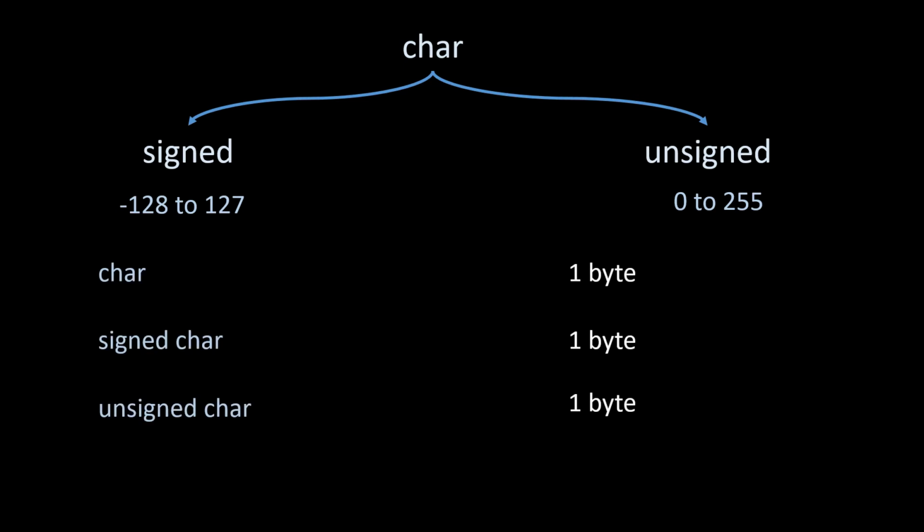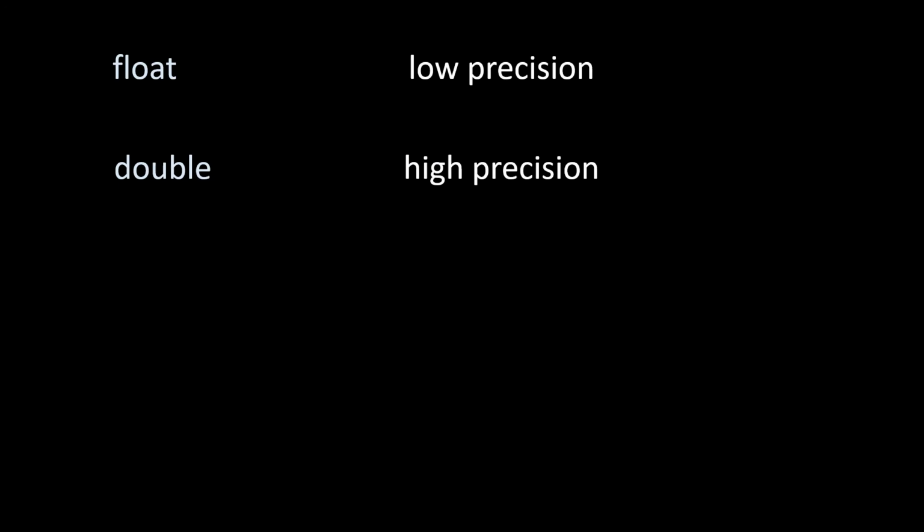Now we have a few more data types here. The first one is float, which is used for low precision values, and the second one is double, which is used for storing high precision values, and the last one, long double, having the prefix long. That means it is the advanced version of double, which can also be used to store high precision values, but it can store very high precision values as compared to double.